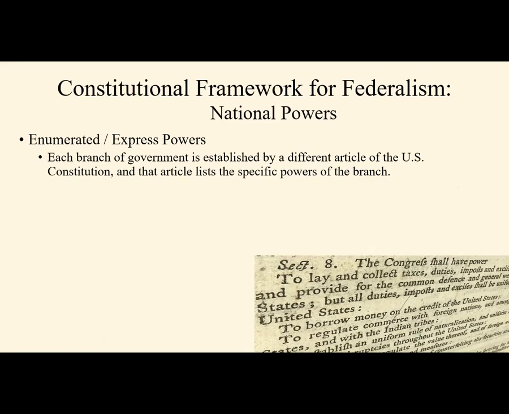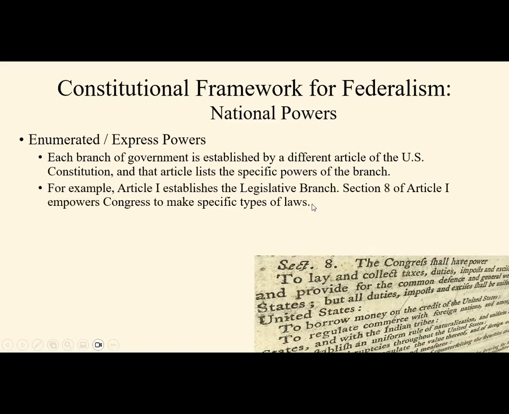They're specifically listed. So you would see there that Congress has the power to lay and collect taxes, to declare war, to establish a court system, to regulate commerce among the several states, to control immigration and conduct foreign relations, to coin money. So there's a long list, but they are enumerated specifically, exactly what Congress has the power to do.